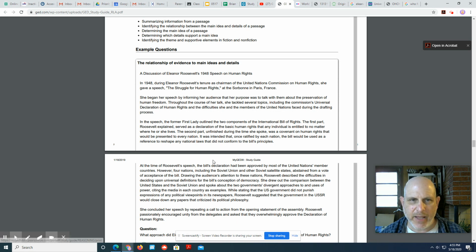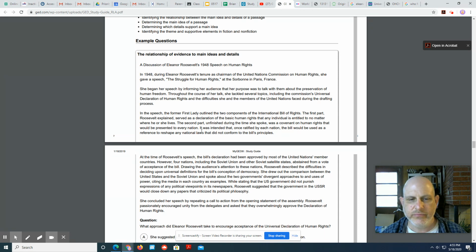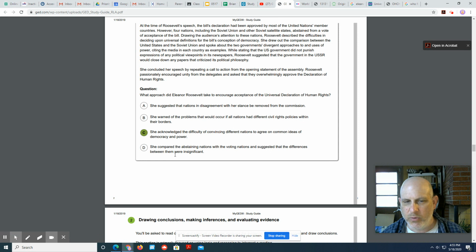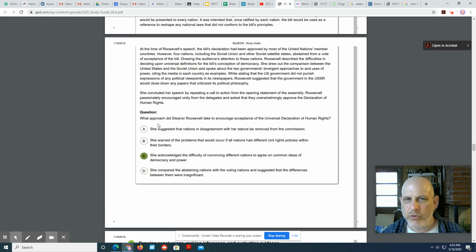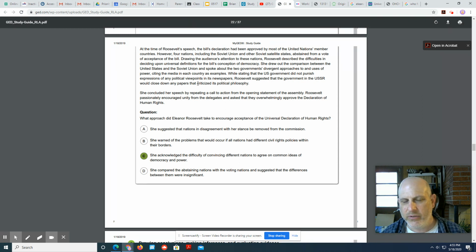Now remember, what we're testing on here is the relationship of main ideas to details. That's the skill. So look at the question they ask. This is a sample question from the GED people. It's not really even about all this history that I explained to you, but you do want to know a little bit about that because it helps you understand the whole thing. That's the context. What approach did Eleanor Roosevelt take to encourage acceptance of the Universal Declaration of Human Rights that did pass? So you really got to read into it.